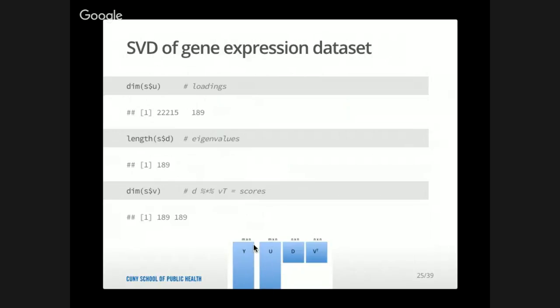But anyways, the U matrix is 22,000 by 189. We've got the D, our N by N diagonal matrix, which it just represents as a vector, so it doesn't have to bother storing all of the zeros on the diagonals. It just stores the actual diagonal elements as a vector. And then the V matrix, 189 by 189. So this SVD function has given us these 3 elements.